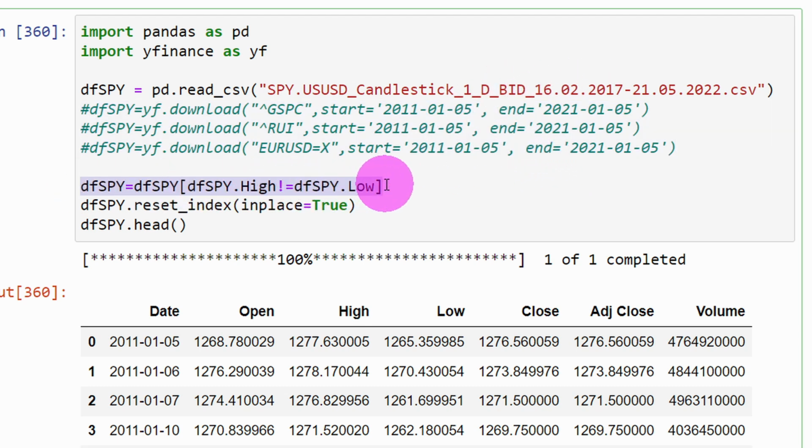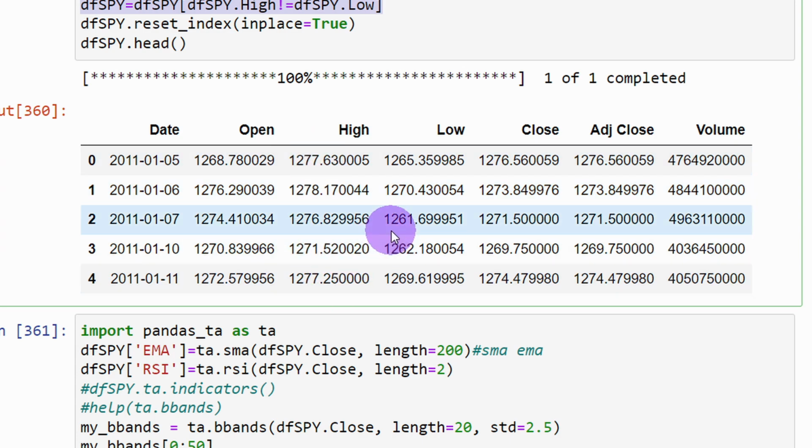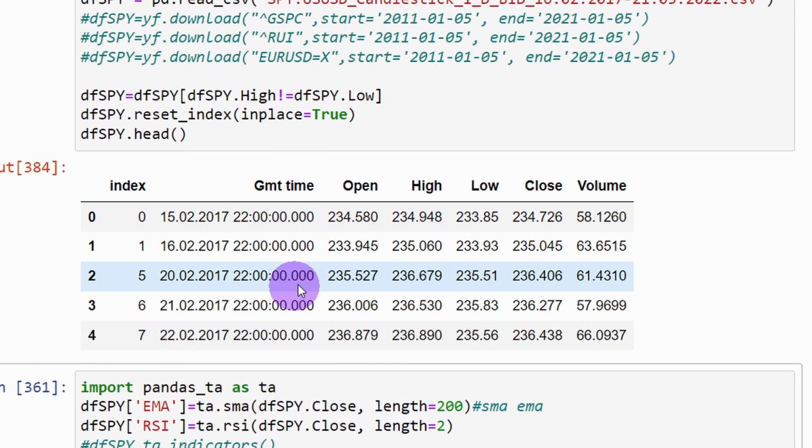And here I'm cleaning the candles where we don't have any market movements. So this is where the high of the candle is equal to the low of the candle. I'm removing these from my data frame. I'm resetting the index and I'm printing the head of the data frame, to check how my data looks like. So I'm going to run this part. This is what we have for the moment.